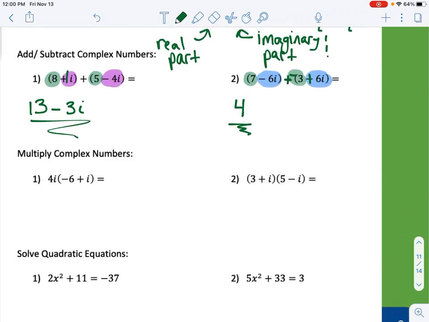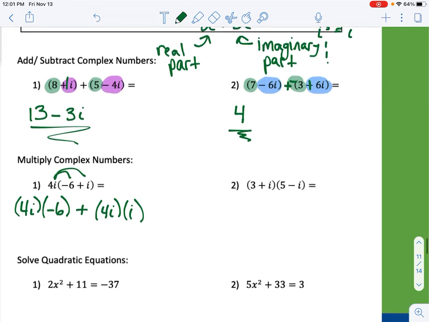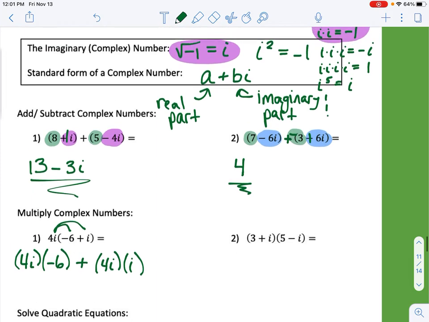Multiplying complex numbers gets a little trickier, although it's not too bad, especially if we have it in this sort of form, where we're just doing single distribution. So we go ahead and distribute 4i to both pieces. We take 4i, I'm going to write out a bunch of extra things. We take 4i times negative 6, and then we add 4i times i. Now, eventually you'll get into the habit of not having to write all this stuff out. You'll be able to do this step in your head. But for now, I'll write it all out to help you out.